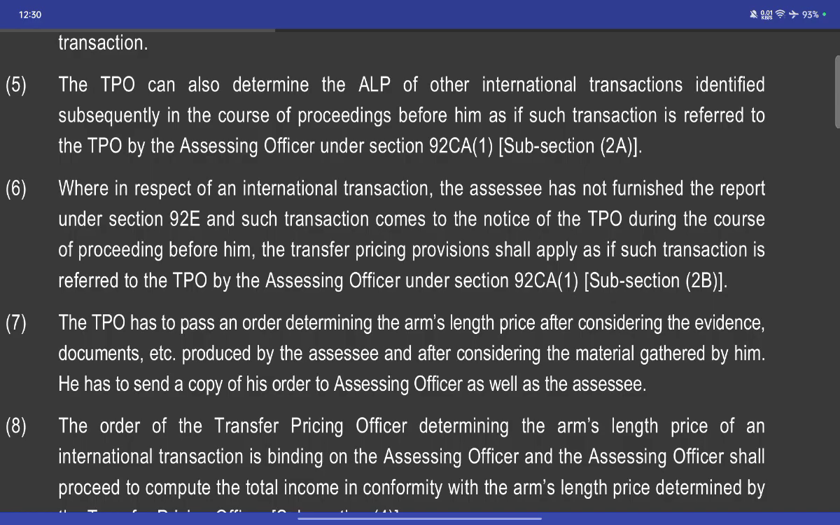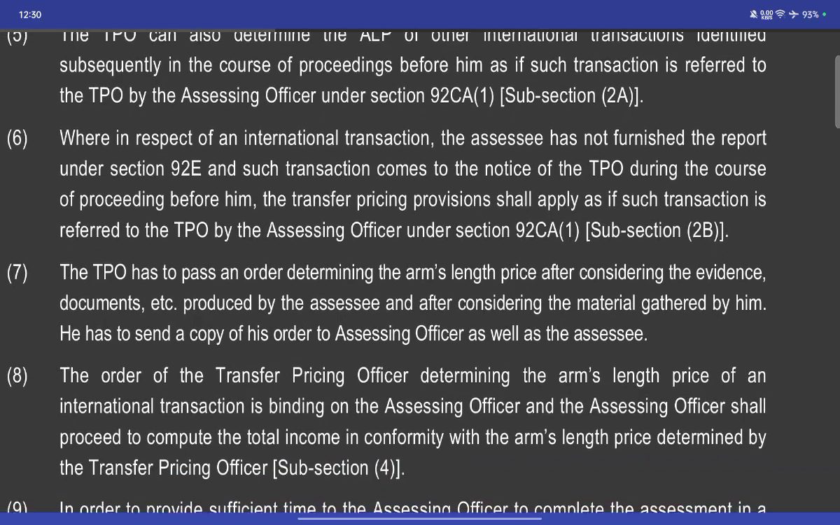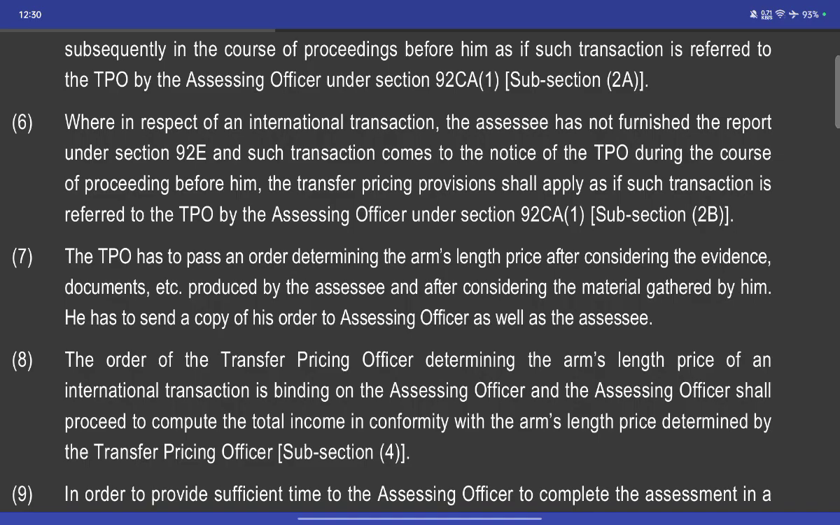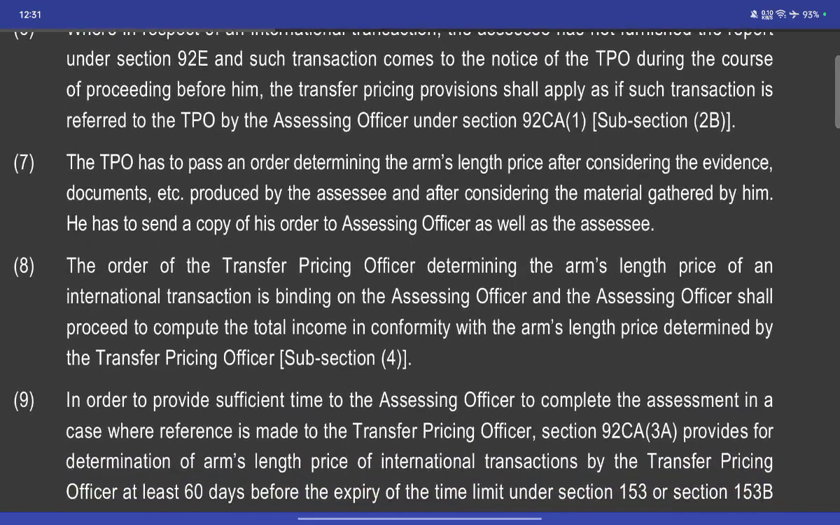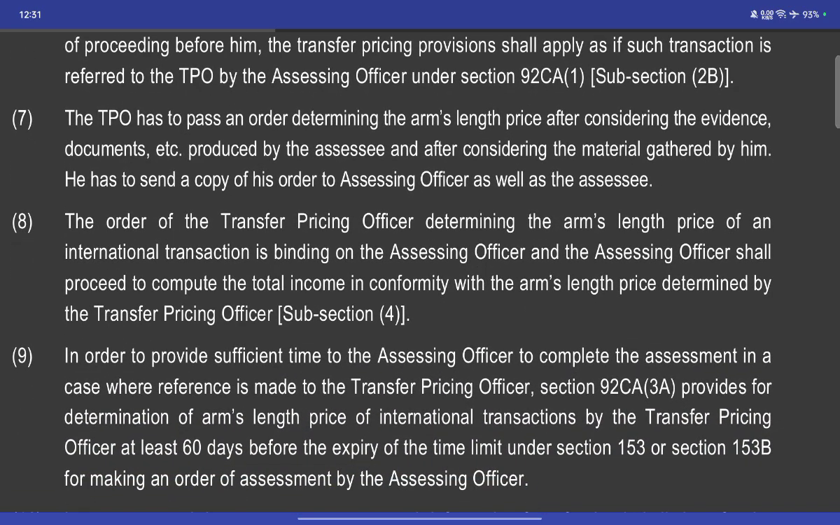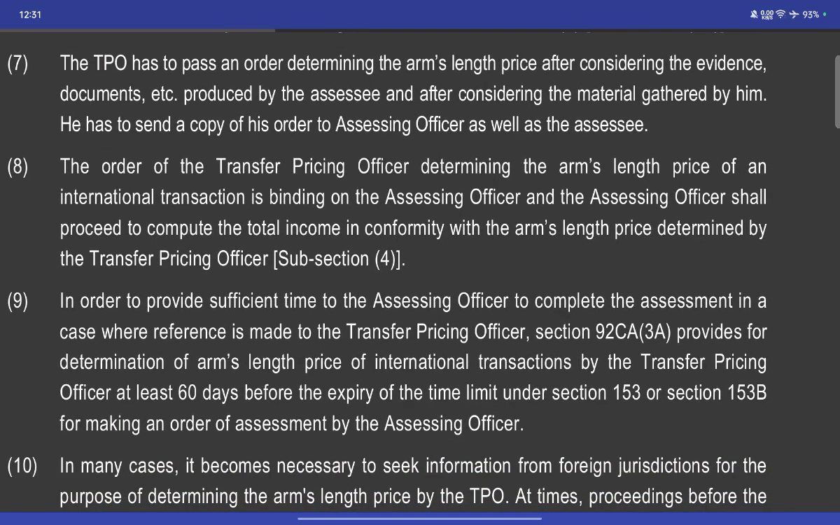Subsequent course of proceeding before him: where a transaction is not referred to the Transfer Pricing Officer by the assessing officer under Section 92CA, with respect to an international transaction the assessee has not furnished a report under Section 92E, and such a transaction comes to the notice of the Transfer Pricing Officer during the course of proceeding before him, the transfer pricing provisions shall apply as if such transaction were referred to the Transfer Pricing Officer under Section 92CA(2B). The Transfer Pricing Officer passes an order determining the arm's length price after considering the evidence, documents, etc. provided by the assessee and other material gathered by him. He has to send a copy of the order to the assessing officer as well as the assessee.